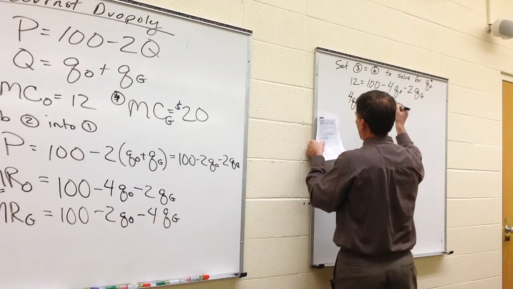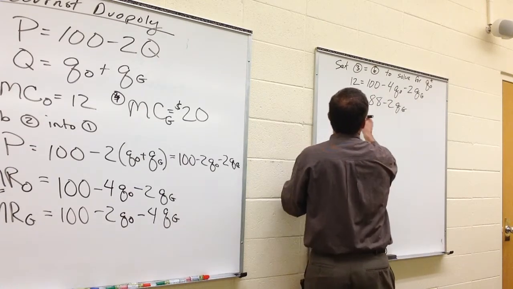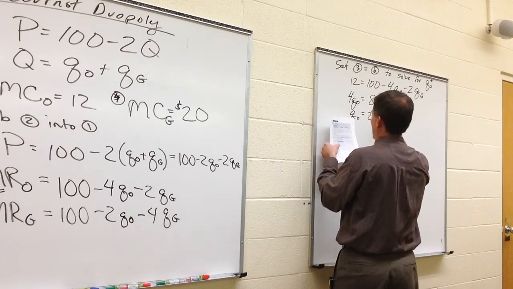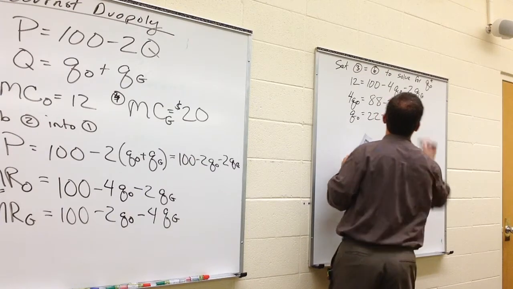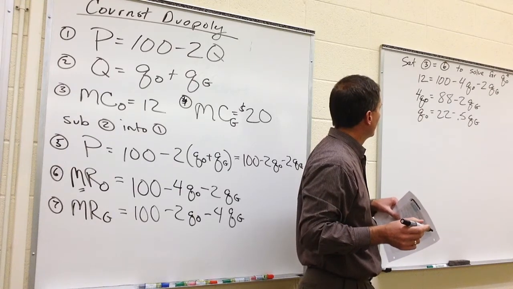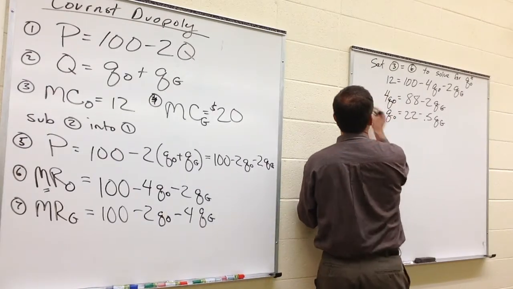88 minus 2QG. QO equals 22 minus a half QG. Now let's call this equation 8.